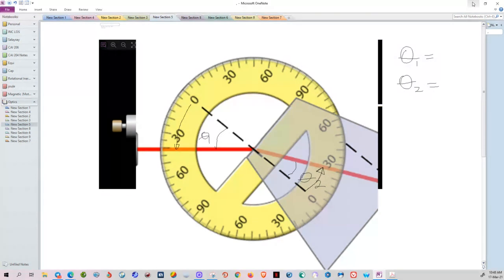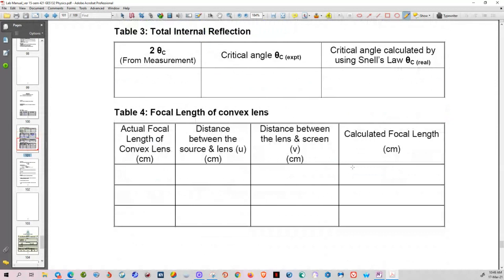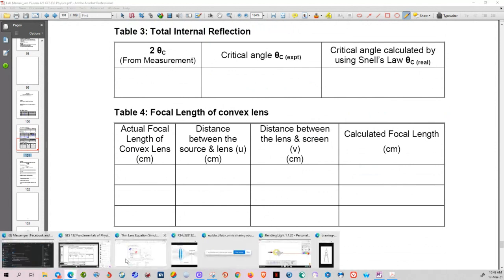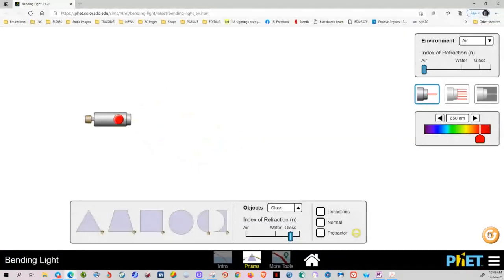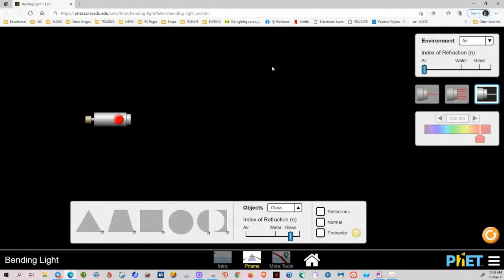Now, let's continue. Once you've done, no need to make average because you are only making one reading, okay? Once you're done with refraction, it's time to go to total internal reflection. What is total internal reflection? Well, let's go to the simulation and I will show you what it is. Let's reset this one. I want to make it in a dark screen like this.